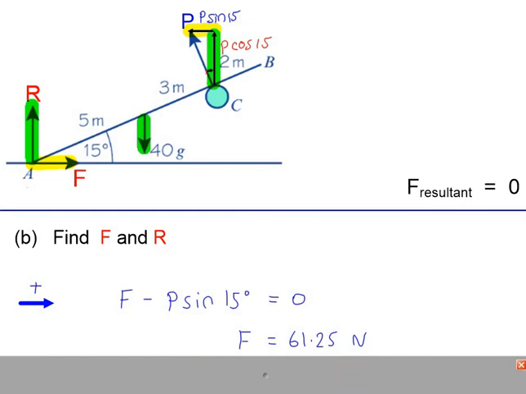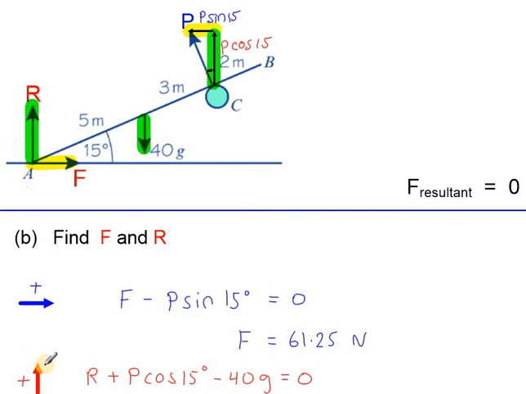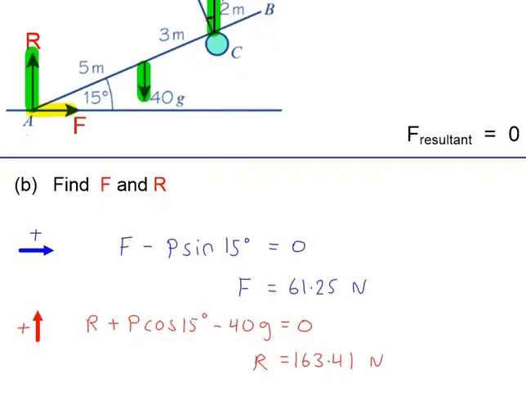And then finally we look at the vertical direction, so resolving in this direction, the upwards direction is positive, so we've got R plus P cos 15 minus 40g equals 0. Resultant force is 0, and again in this we know what P is equal to already, and R would then be 163.41 newtons.